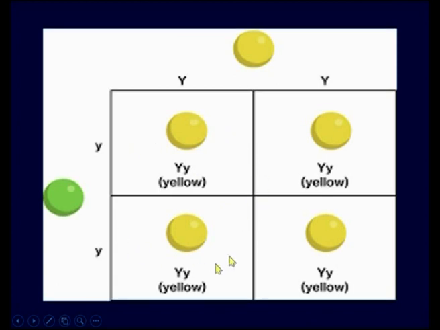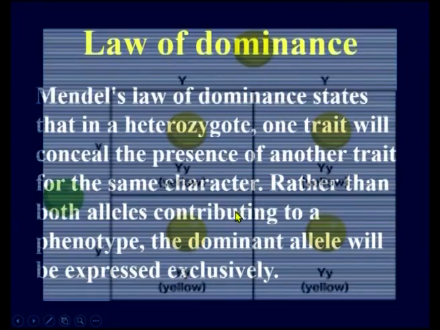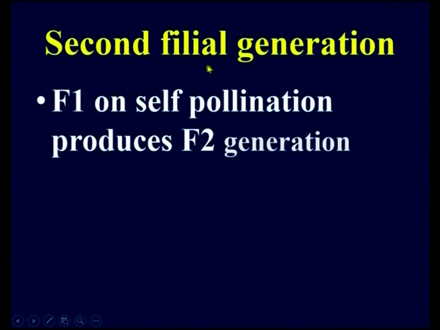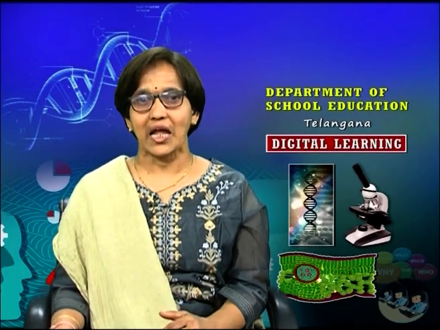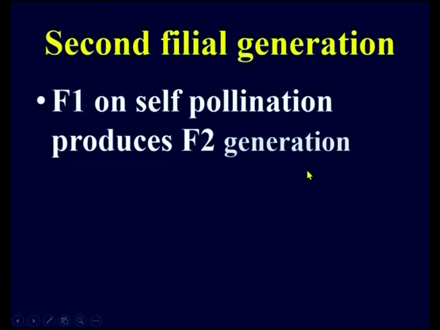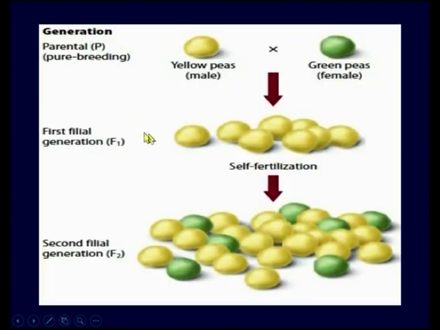Now if you are talking about these F1 plants, all are the plants with yellow seeds. Suppose you are talking about selfing of these, then that is called the second filial generation. If F1 generation plants are allowed to go with self pollination, which we call selfing, then we get the F2 generation. So what will be the color of the seeds of the plants in the F2 generation? Let us see over here.